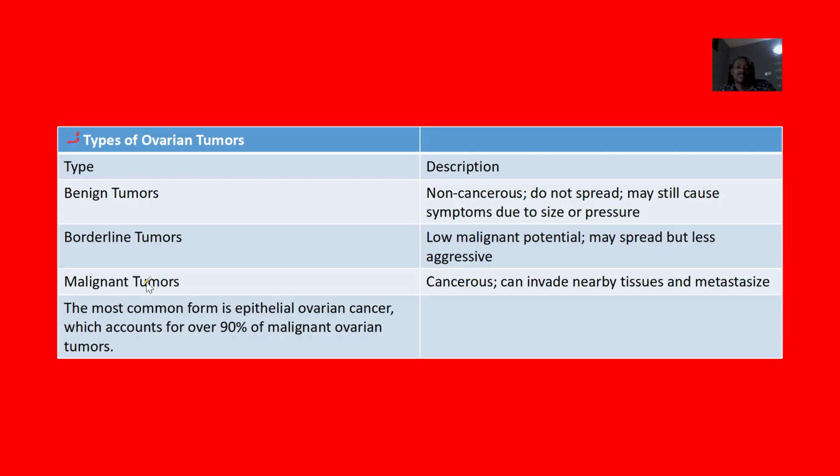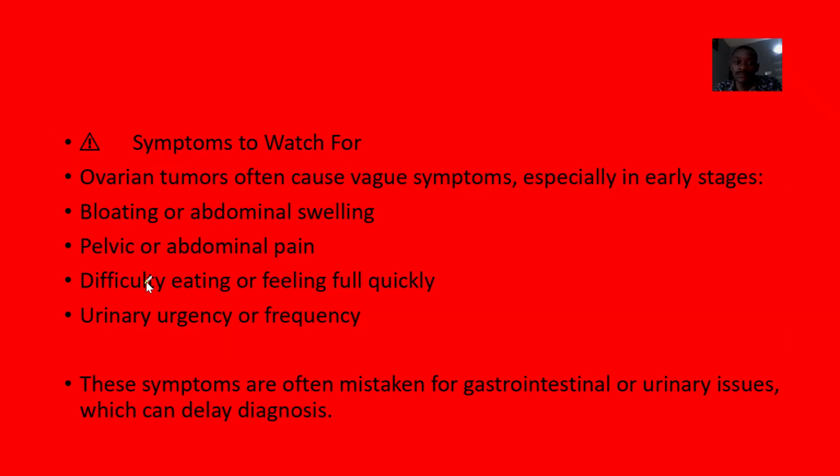So what are the different types of ovarian tumors? This is based on what? Their activities. Okay, if it is benign, non-cancerous, if it is borderline, it is in between being a cool guy and being a harmful guy. If it is malignant, it has the possibility of spreading to other parts of the body.